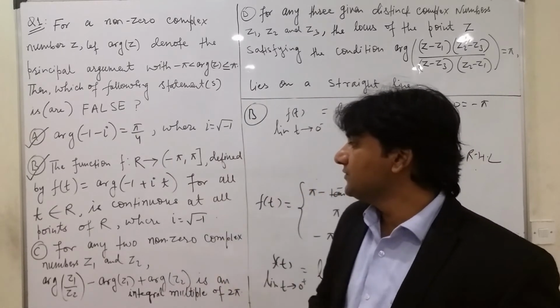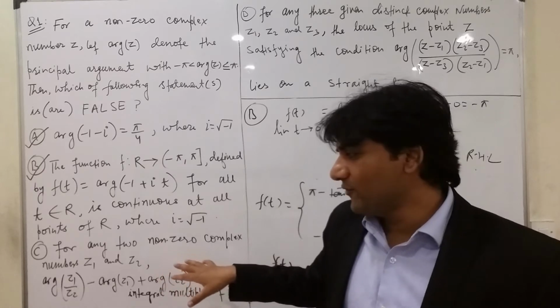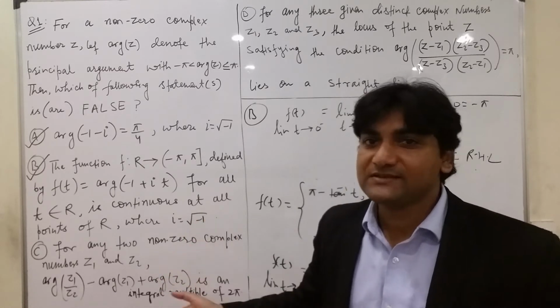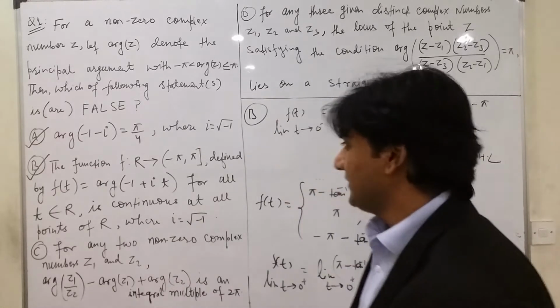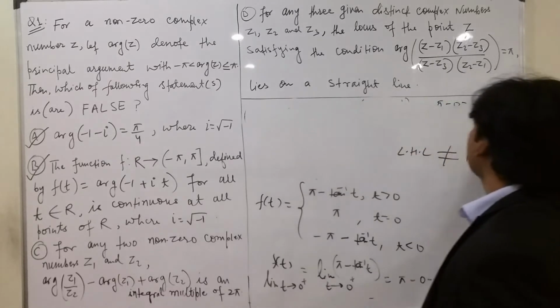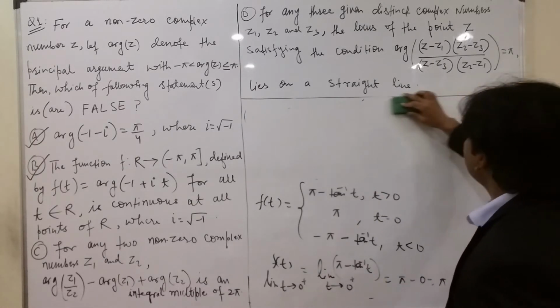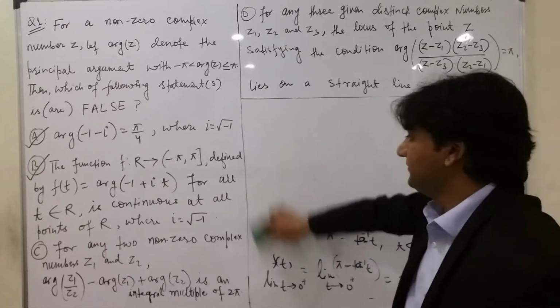Now it comes to option C. C is a very straightforward question. This is just a property of complex numbers. I don't think this is a very hard question, it is just a simple question. So I will discuss option C as well. So what is option C? This is just a property of complex numbers.